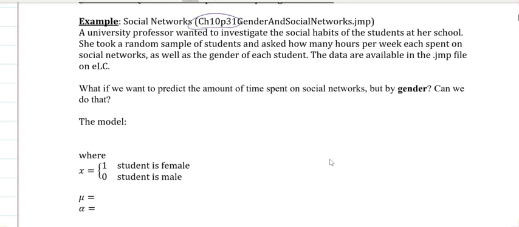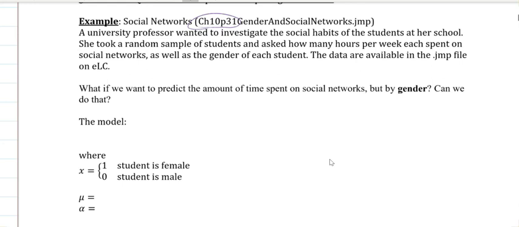Now, for the purposes of this example, students had to respond whether they were male or female, even though in reality gender is fluid and non-binary. Now, the question we're trying to answer is whether there's an association between gender and time spent on social networks, which is really the same thing as wanting to predict the amount of time spent on social networks for each gender. And we want to know, can we do that?